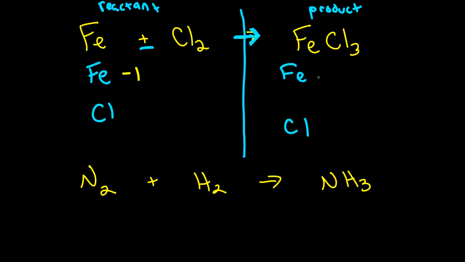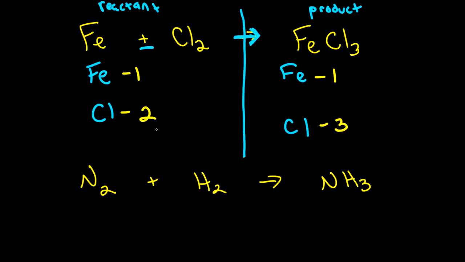On my product side I have 1 iron. Well, that's balanced. That's okay for now. So let's move on to the next. On my reactant I have 2 chlorines. On my product I have 3 chlorines. Well, that's not balanced. That's not going to work. So we got to fix that.